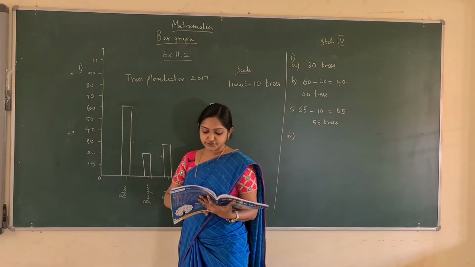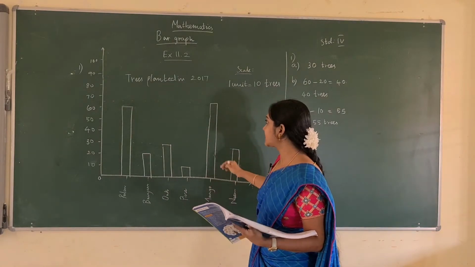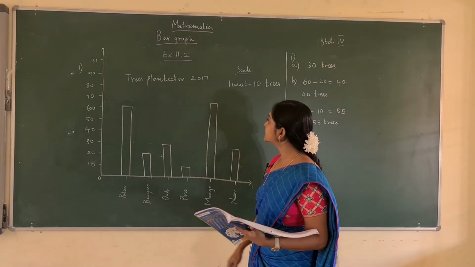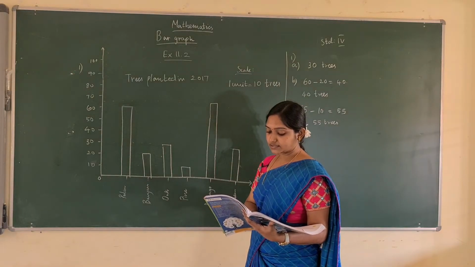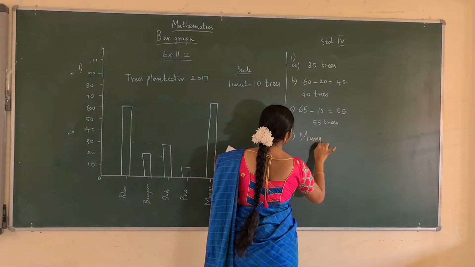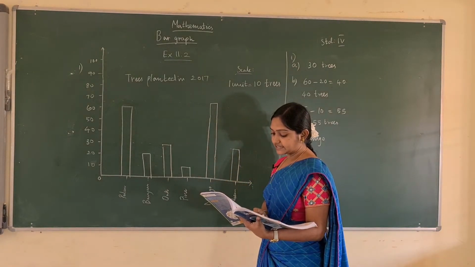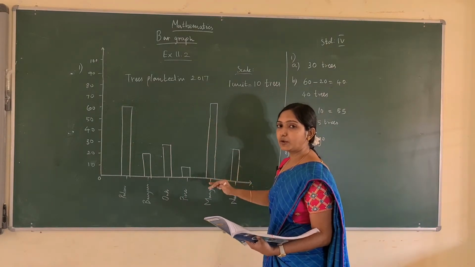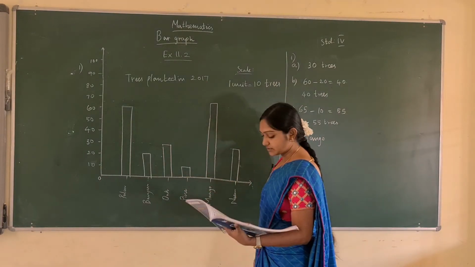Next, which tree was planted the most? So find the height of the rectangular bars and find the highest rectangular bar. The highest rectangular bar is mango. So the tree planted the most is mango. Next, which tree was planted the least? So we have to find the rectangular bar which has the lowest height. The rectangular bar with the lowest height is pine. So the answer is pine.